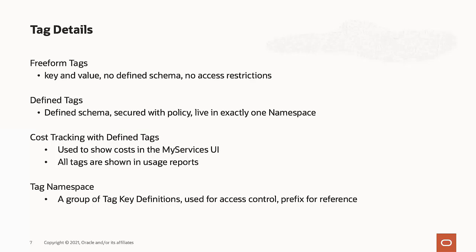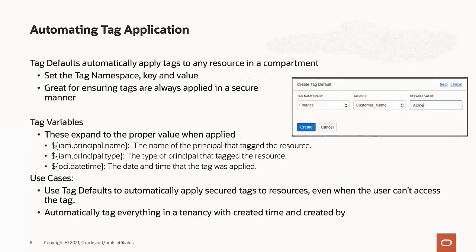And then there's also a way to automate tagging. So if you want to automate tagging based upon a specific compartment, you can navigate to that compartment in the console, and there'll be a little section on the left-hand side to set up what's called a tag default. So a tag default is going to automatically apply tags to any new resource that's created within a compartment.